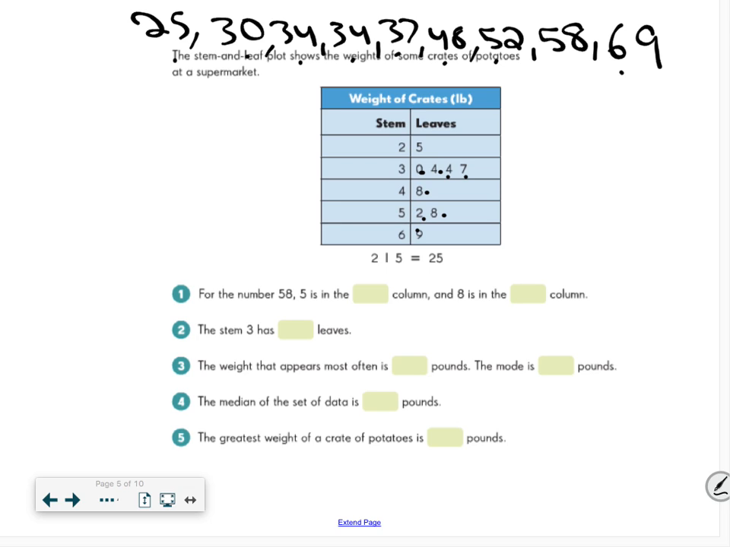Number 1. For the number 58, 5 is in the stem column, and 8 is in the leaves column. The stem 3 has how many leaves? 1, 2, 3, 4 leaves.